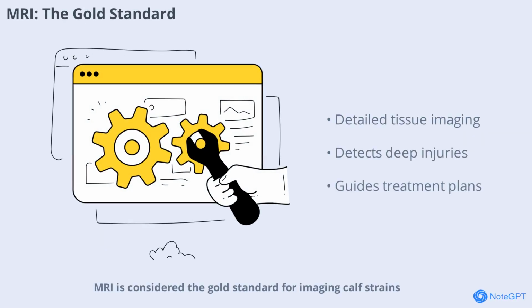MRI is considered the gold standard for imaging calf strains, especially when injuries are deep or complex. It provides detailed images of muscle, tendon, and connective tissue, helping to identify the exact location and severity of the injury. MRI can also detect subtle changes like edema, fiber disruption, and aponeurotic involvement, all of which influence recovery time. For elite athletes, MRI is often used to confirm diagnoses and guide return-to-play decisions, especially when ultrasound findings are inconclusive.